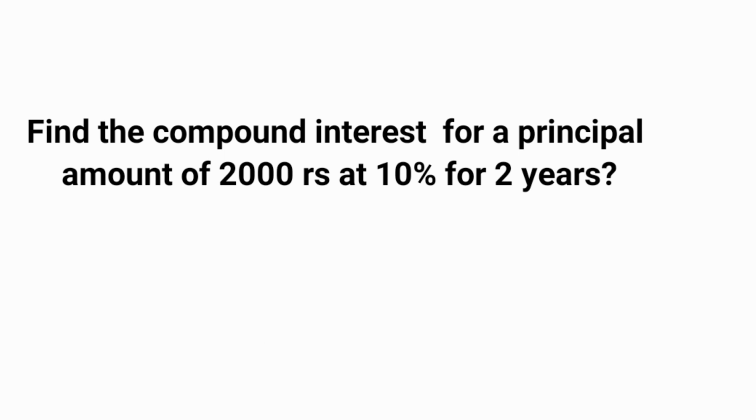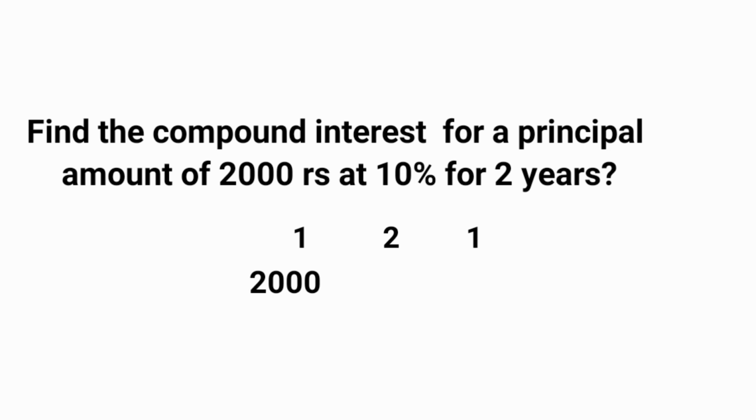Find the compound interest for a principal amount of 2000 rupees at 10% for 2 years. So, we know one thing, that if we want to find the compound interest for 2 years, we have to take the second row of the Pascal's triangle, that is 1, 2, 1. Write it as such. Now listen carefully. Below 1, always write the principal amount. Here the principal amount is 2000.